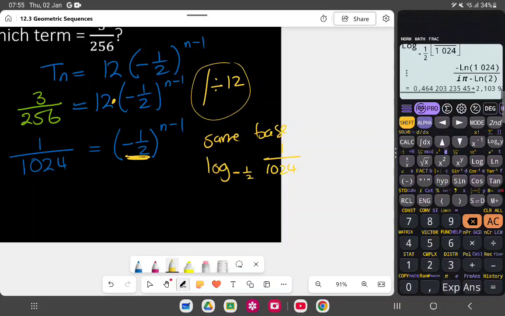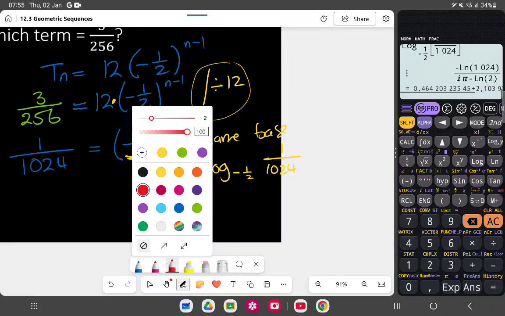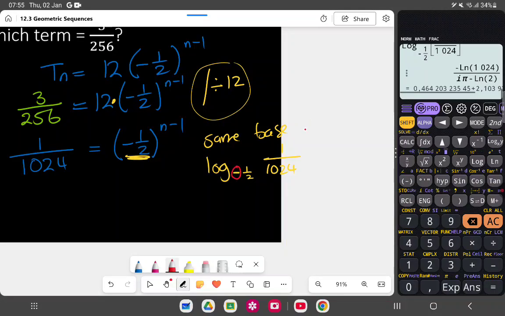If I do it on your calculator, I think, let's see, negative 1 over 2, move to the side, 1 over 1024. You get an error message. And the reason for this error message is going to be this negative sign. You cannot, no minus on log. Okay, which means you are now going to put in a positive half. When you do the logarithm, you cannot use a negative sign.